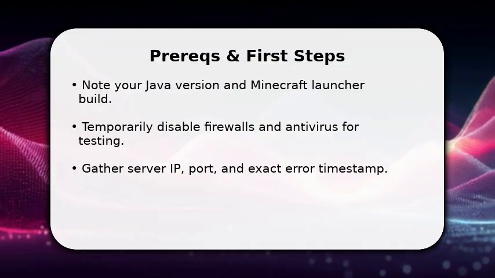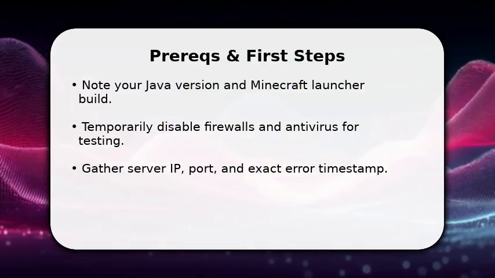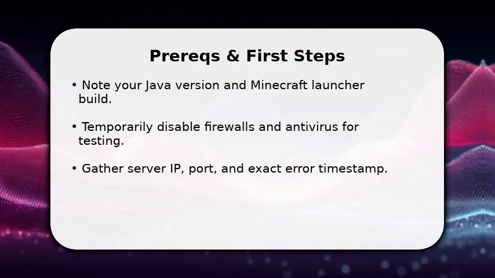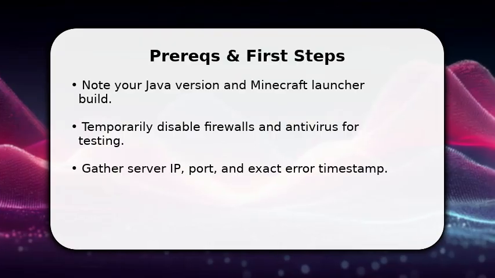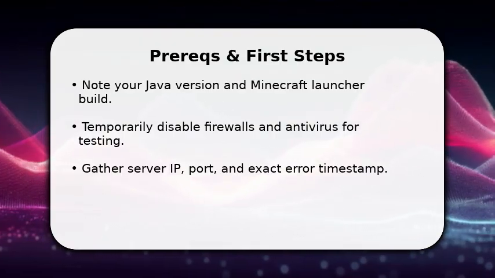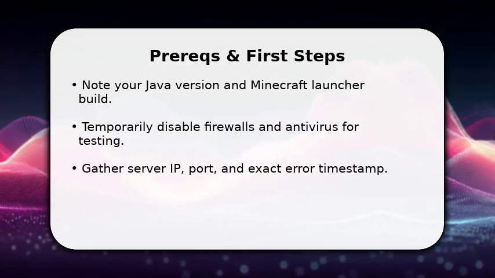You start by confirming Java and launcher versions so you eliminate version mismatches. This is crucial because different Java builds handle networking differently. Once done, temporarily disable firewall and antivirus to see if they were blocking the socket. Make sure to re-enable them after testing.